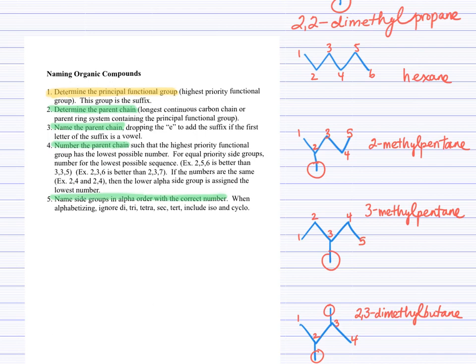4 carbons, butane, in the parent chain. And it doesn't matter whether you number left to right or right to left. You'll have 2 methyl groups, one off of carbon 2 and one off of carbon 3. And so we employ that di again for the 2 of the same side groups, putting a number for each side group, 2,3-dimethylbutane.